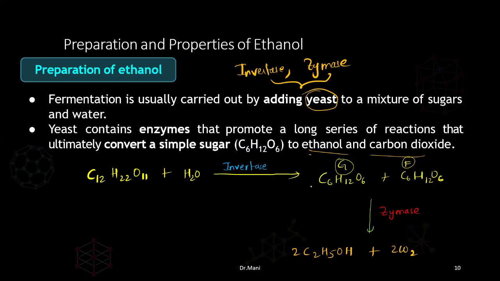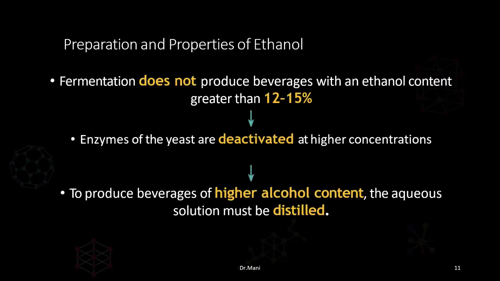the zymase enzyme. And where do we get this invertase and zymase enzyme? It comes from the yeast. Okay, so yeast will supply these enzymes. So just remember, fermentation doesn't produce beverages with an ethanol content greater than 12 to 15%. That means with the help of fermentation, we get only a 12 to 15% concentration. But whiskey, brandy, rum mostly contain 42% alcohol. But here only 12% is obtained.